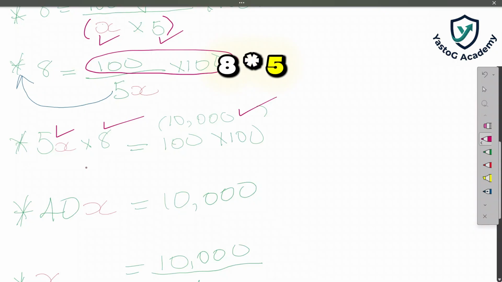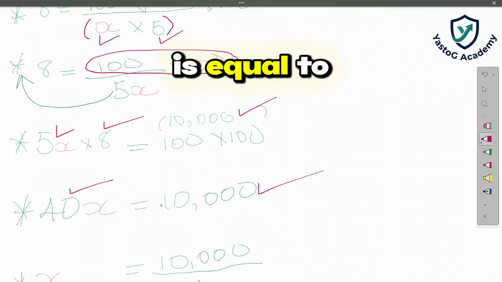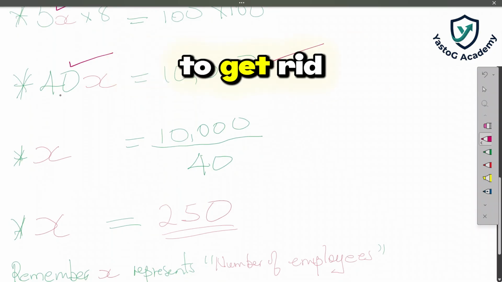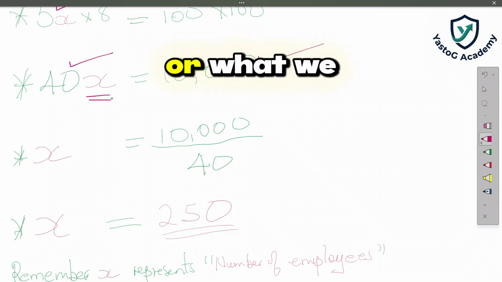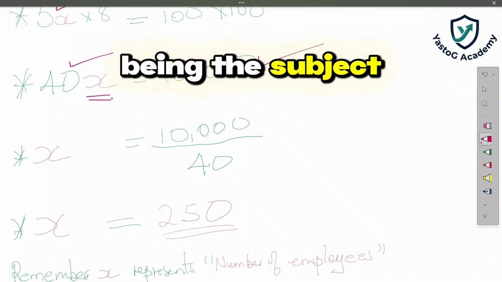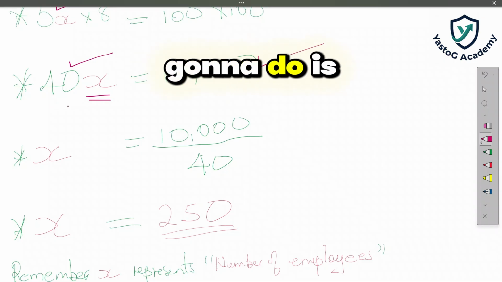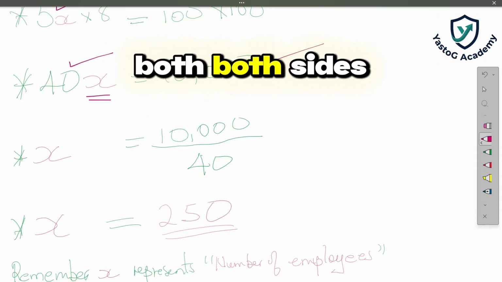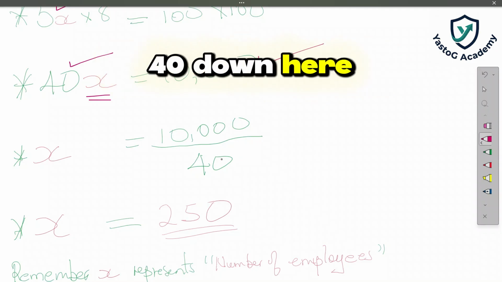By the way, 8 times 5x will give you 40x. And then the 10,000 here, so it will be 40x is equal to 10,000. And again, to get rid of the 40, because remember that the objective is for the x to be on its own, or what we used to call x being the subject of this formula. So we need to get rid of the 40. Because 40 is attached by multiplication, we're going to divide both sides by 40. In a sense, we're bringing the 40 down here.